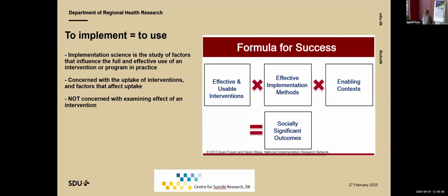Having both an effective and usable intervention, as well as having effective implementation methods and an enabling context, gives the socially significant outcomes. So we are not that much concerned with examining the effect of an intervention, as most research often is. We are more interested in the uptake of the intervention and the practicality of it.